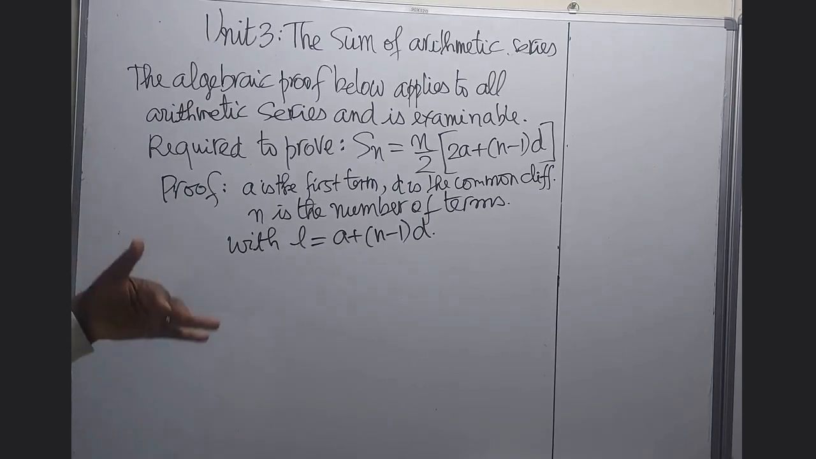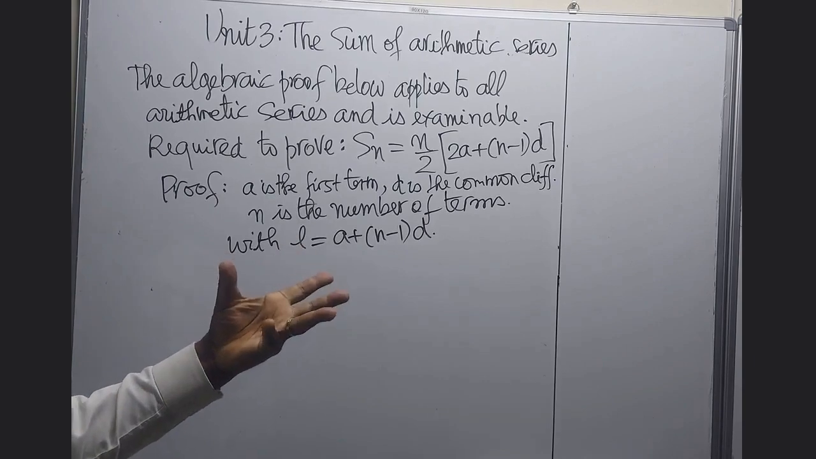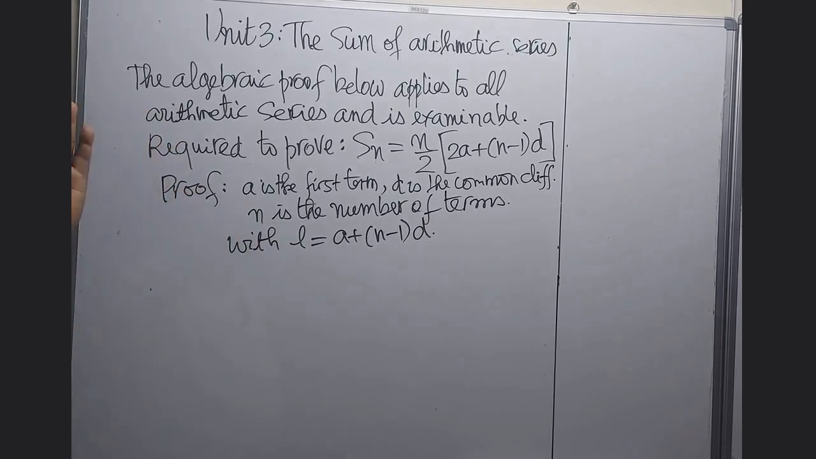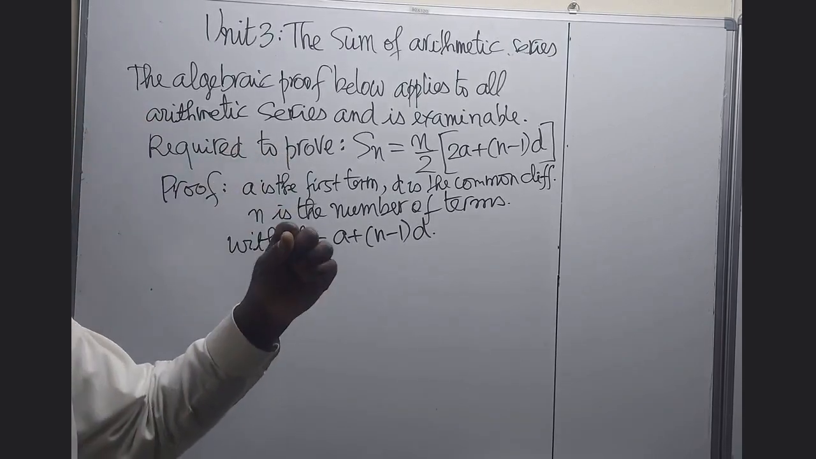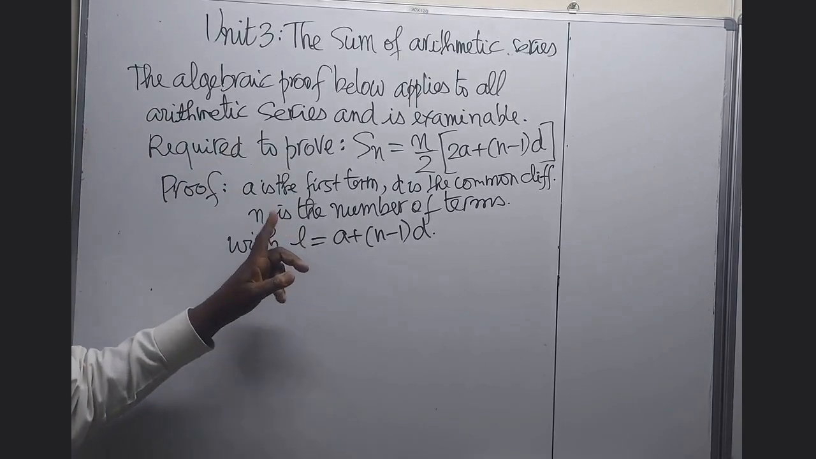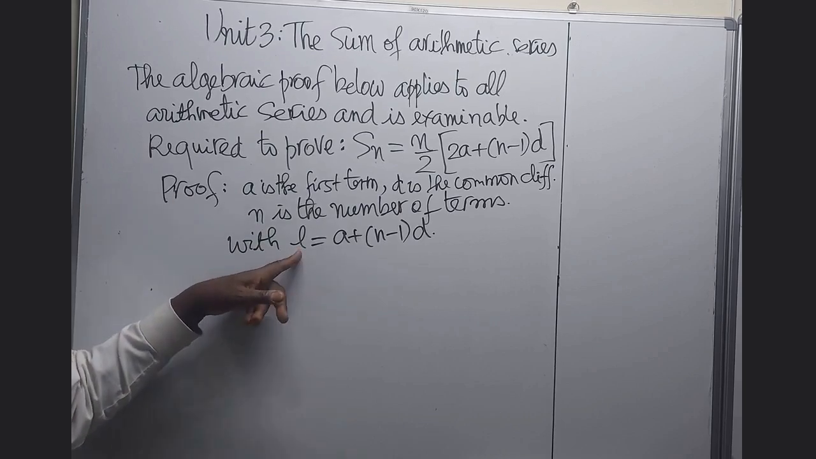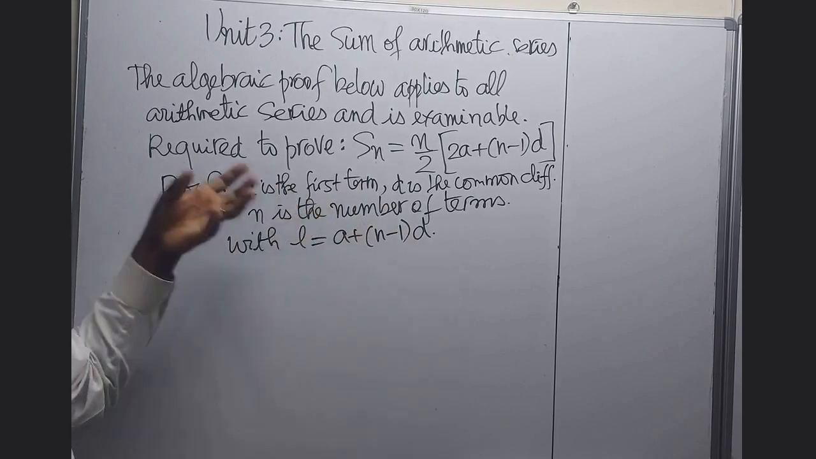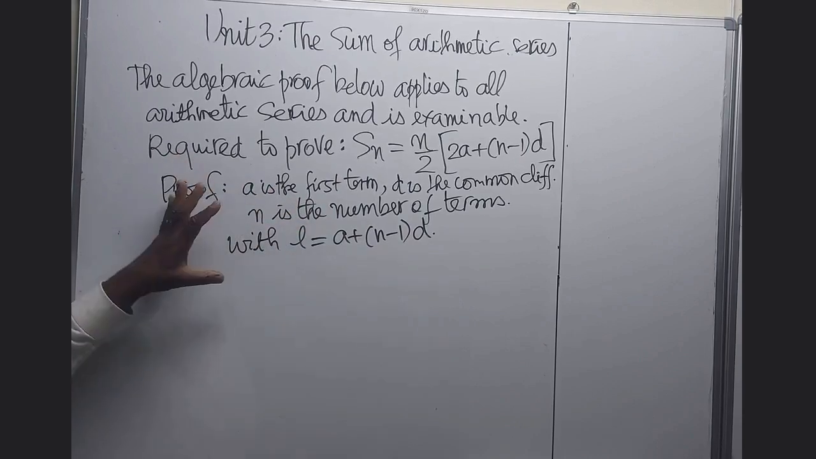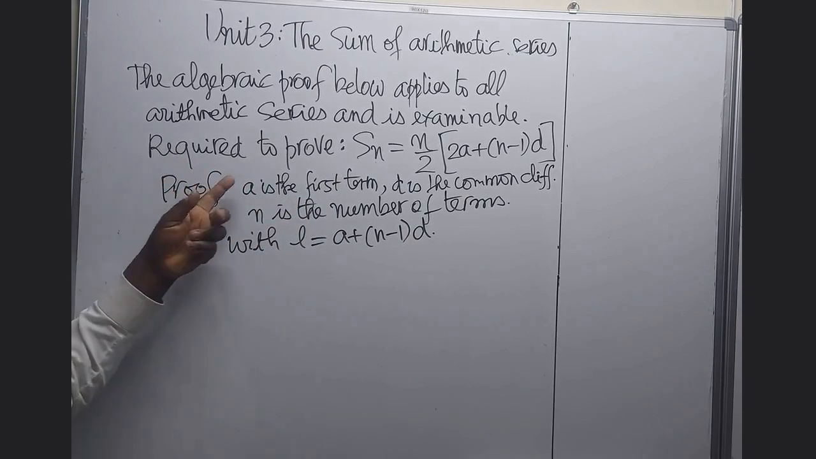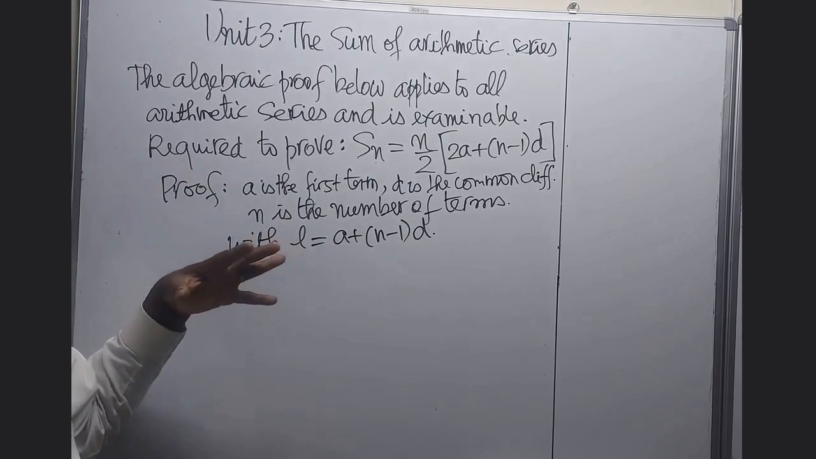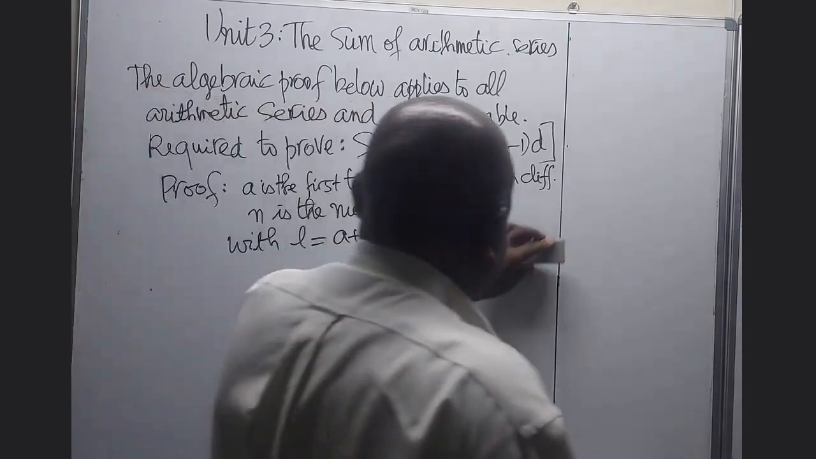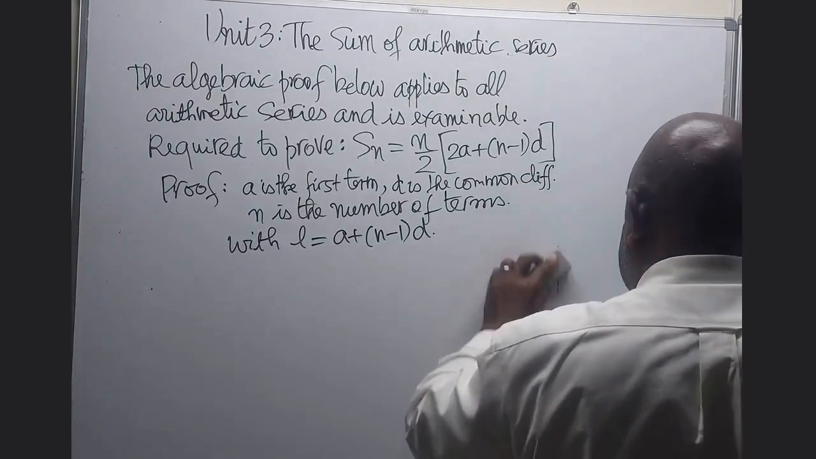If I consider, as I've done previously with the first 10 numbers, here we're having the arithmetic sequence starting from T1 to Tn being the last. And the first term is a, the last term is L, a plus n minus 1 times d. As I've done previously with the first 10 terms, I'm going to do it now with a being the first term and L being the last term. So this is what we're going to have. Let me clean and have some space here.